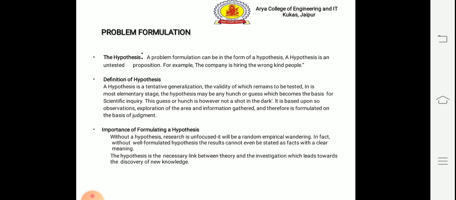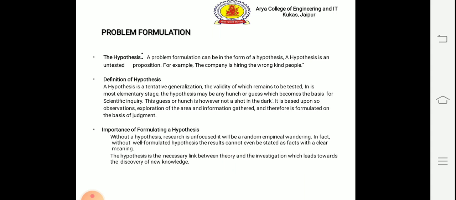Now the hypothesis. A problem formulation can be in the form of a hypothesis. A hypothesis is an untested proposition. For example, the company is hiring the wrong kind of people. Definition of hypothesis: a hypothesis is a tentative generalization, the validity of which remains to be tested. In its most elementary stage, the hypothesis may be any hunch or guess which becomes the basis for scientific inquiry. This guess or hunch is, however, not a shot in the dark. It is based upon observation, exploration of the area and information gathered, and therefore is formulated on the basis of judgment.